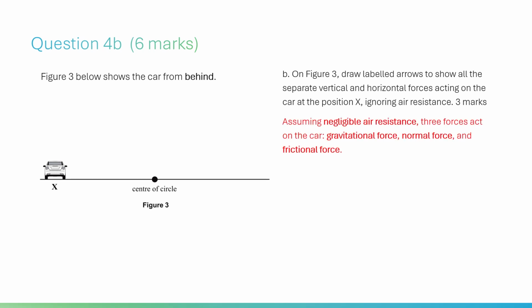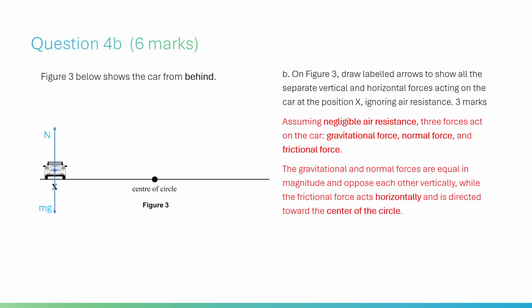Assuming negligible air resistance, three forces act on the car: gravitational force, normal force, and frictional force. The gravitational and normal forces are equal in magnitude and oppose each other vertically, while the frictional force acts horizontally and is directed toward the center of the circle.